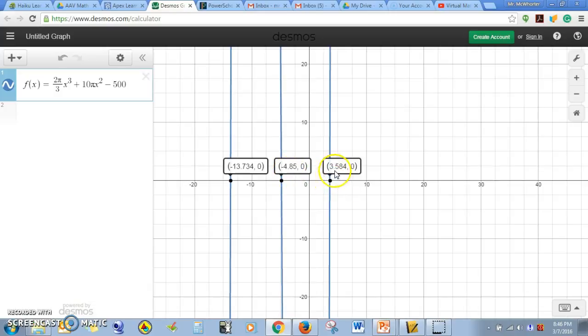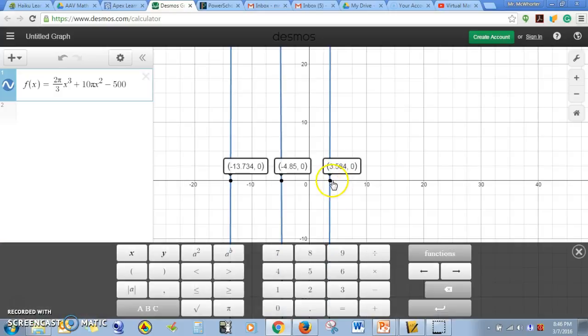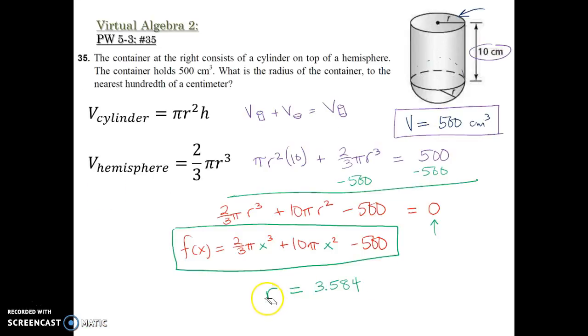And this one is 3.584, which does make sense for a radius. So our calculator got us a radius of 3.584 centimeters. The question is asking us for the nearest hundredth of a centimeter, so that's 2 decimal places. 4 tells me to stay, so I'm going to stay at 3.58. So our radius is 3.58 centimeters.